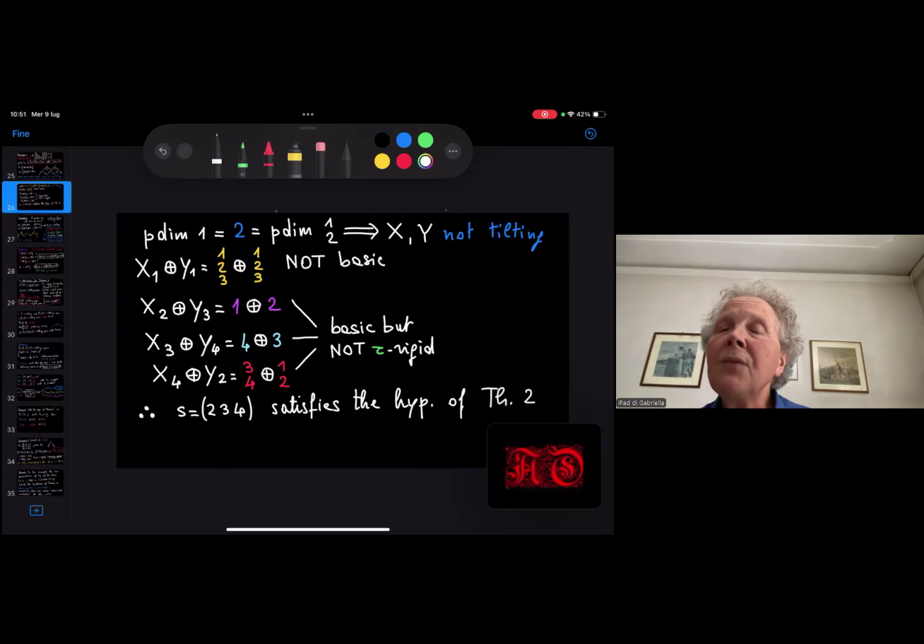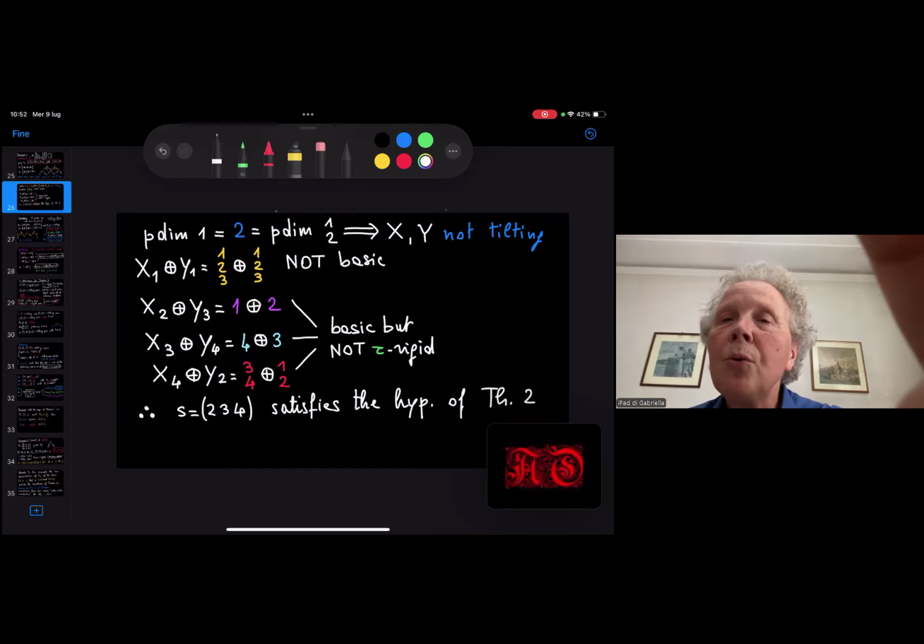And if we look at the direct sum of X1 and Y1, we have a module which is not basic. While if you look at the direct sum of X2 and Y3, X3 and Y4, X4 and Y2, we have a basic direct sum which are not tau-rigid. And so the permutation in theorem 2 in this case is the permutation 2, 3, 4.